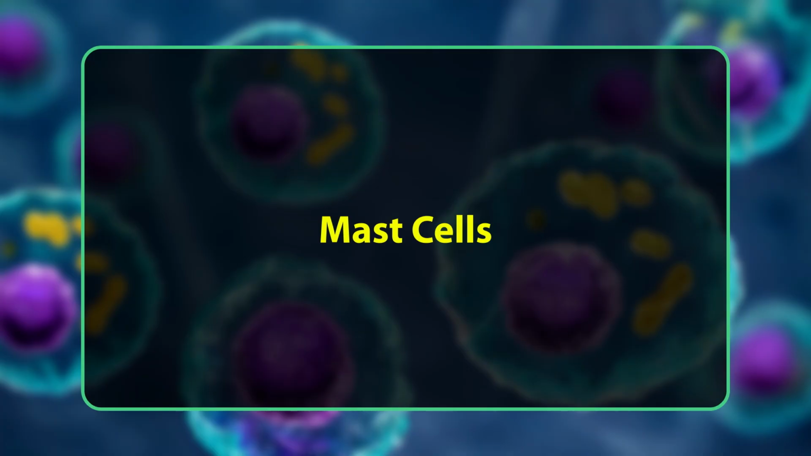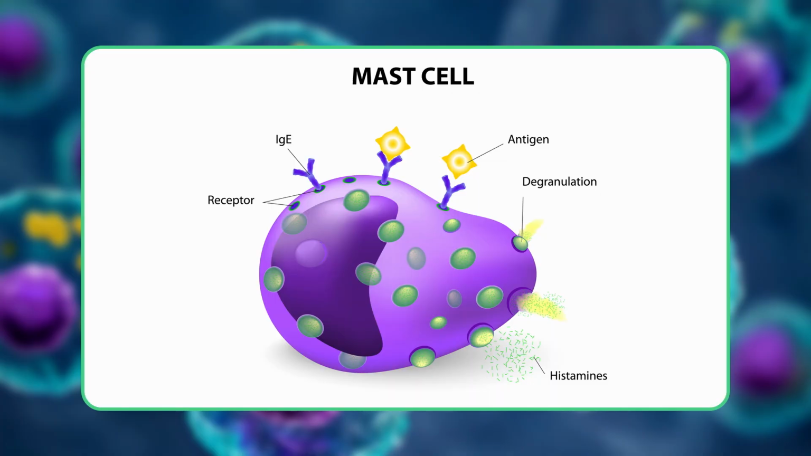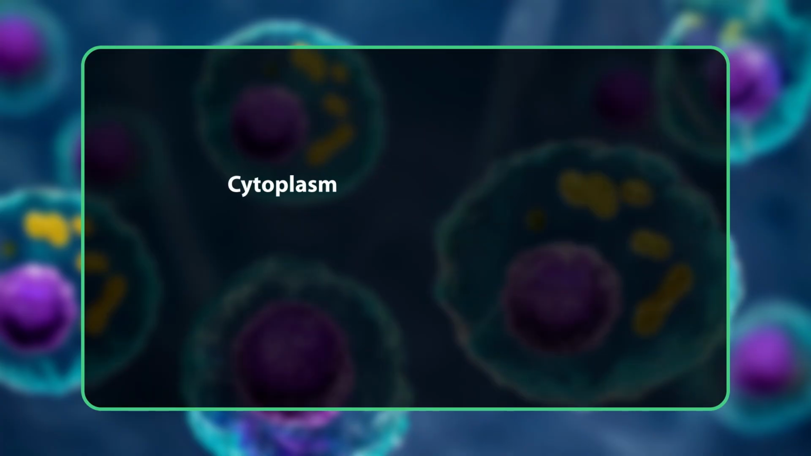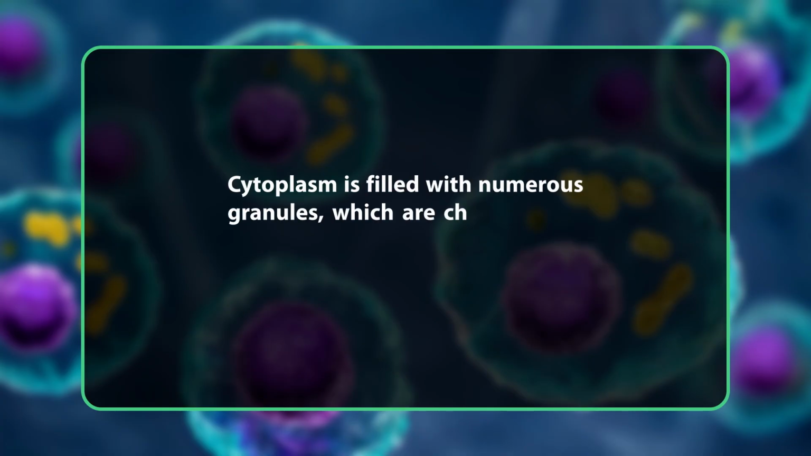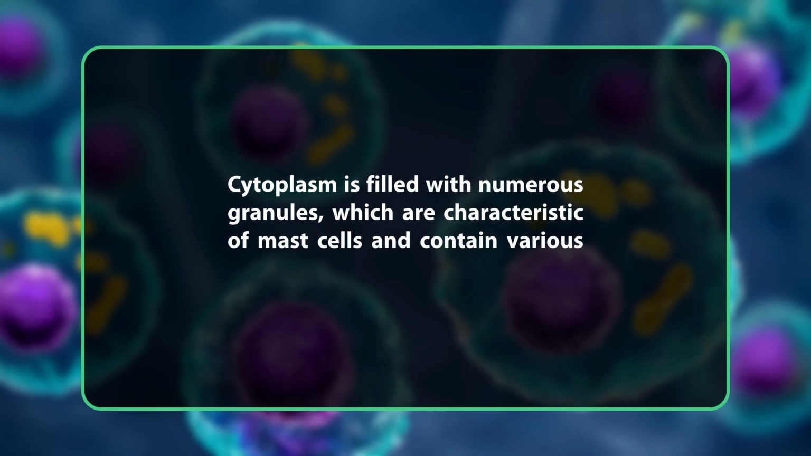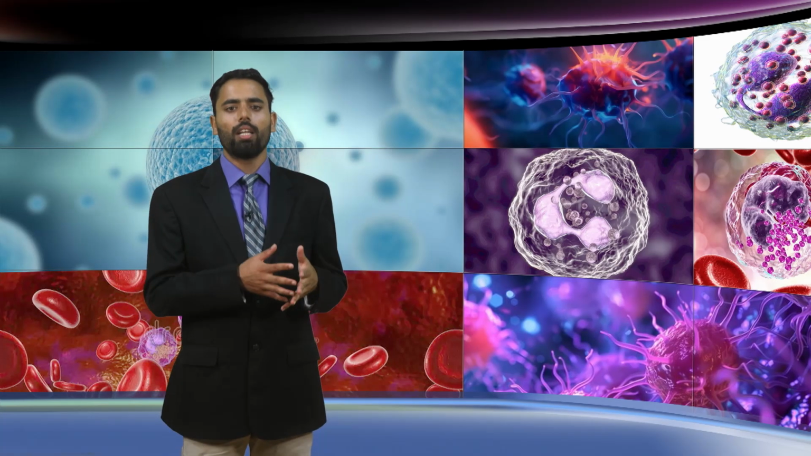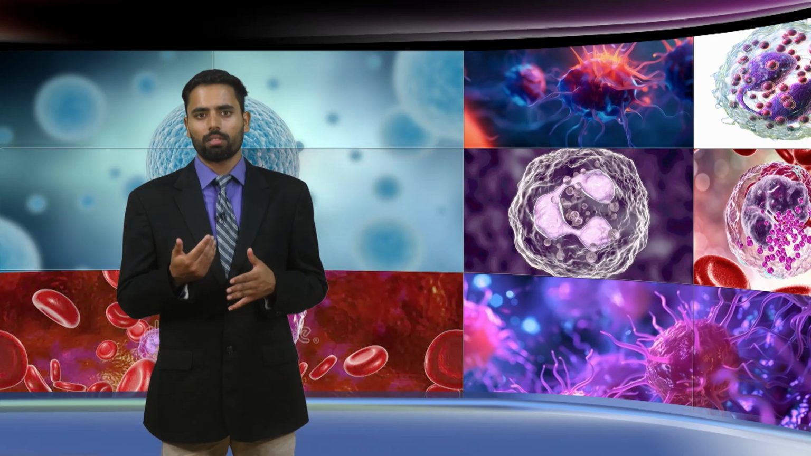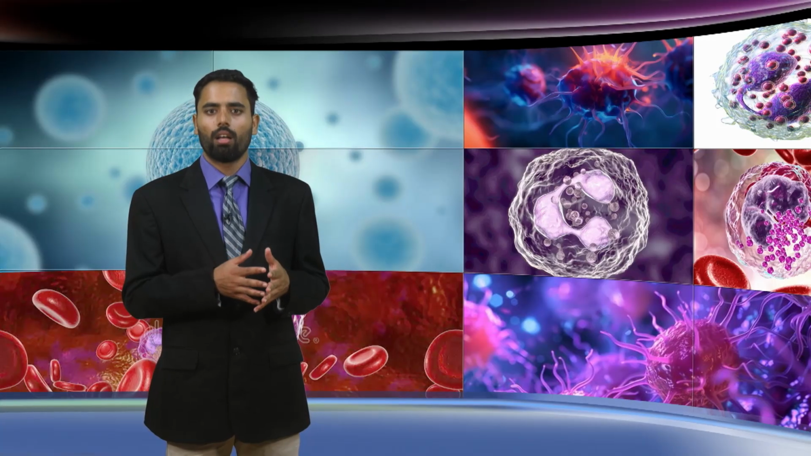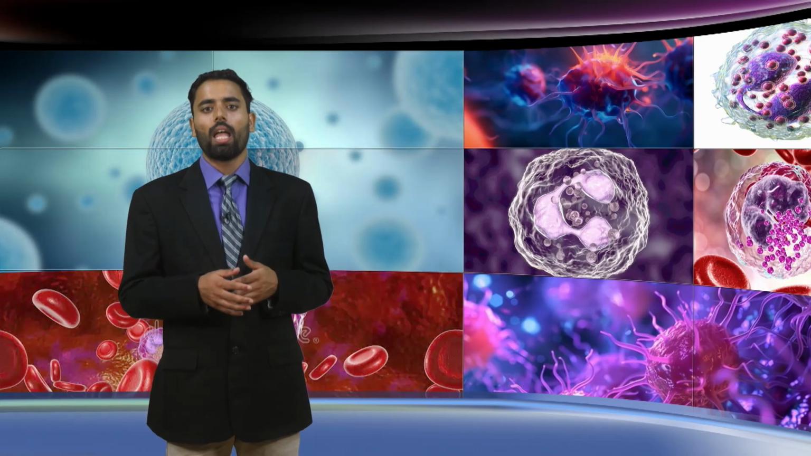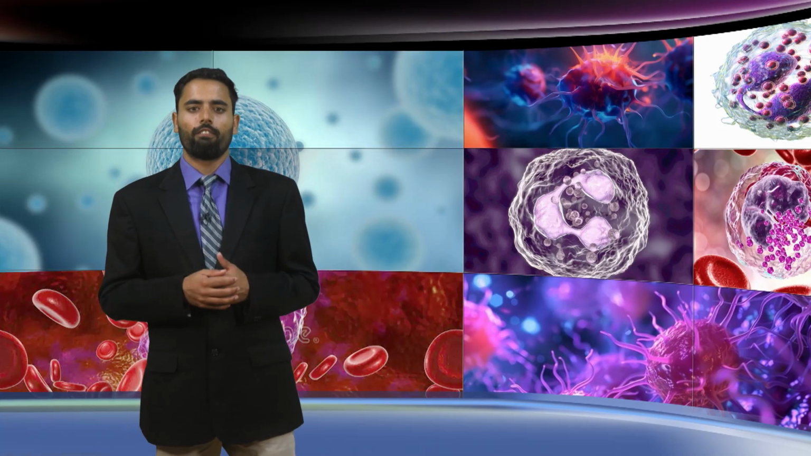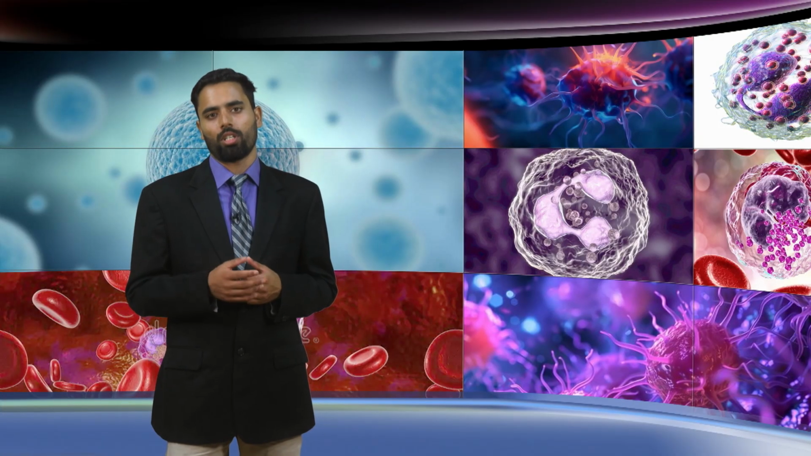Now, let us move on to mast cells. Mast cells are typically 10 to 18 micrometers in diameter with a round or oval shape. They have a single central round or oval nucleus. The cytoplasm is filled with numerous granules, which are characteristic of mast cells and contain various mediators. Mast cells are strategically located near blood vessels, nerves and epithelial surfaces like skin, lungs, gastrointestinal tract, allowing them to interact with various stimuli and participate in immune responses.